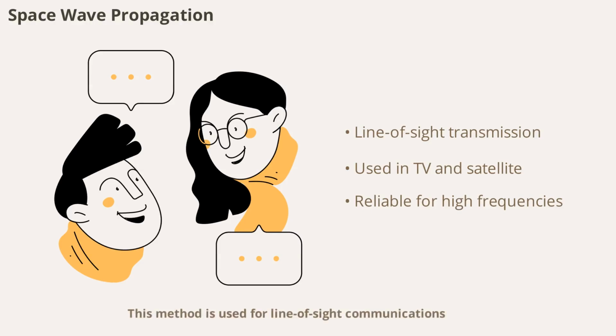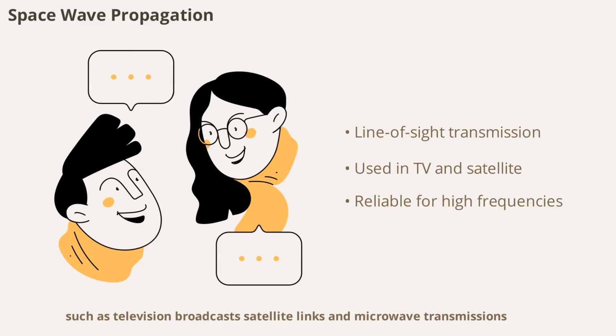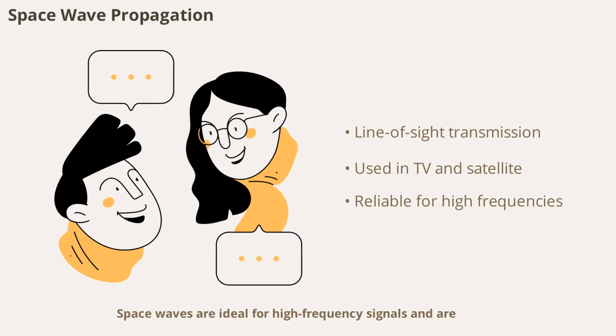Space wave propagation occurs when radio waves travel directly from the transmitter to the receiver through the atmosphere. This method is used for line-of-sight communications, such as television broadcasts, satellite links, and microwave transmissions. Space waves are ideal for high-frequency signals and are less affected by the Earth's surface or atmospheric layers, making them reliable for modern communication systems.